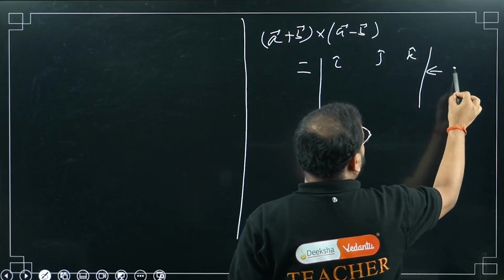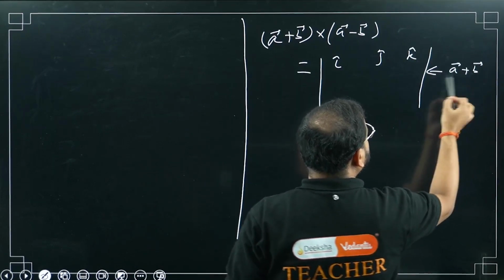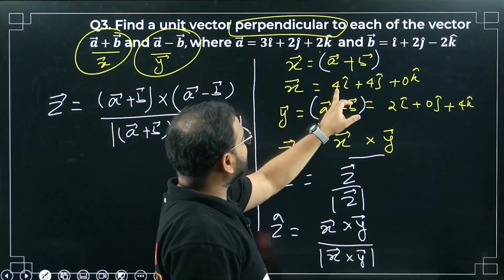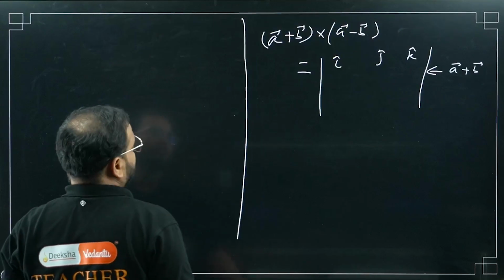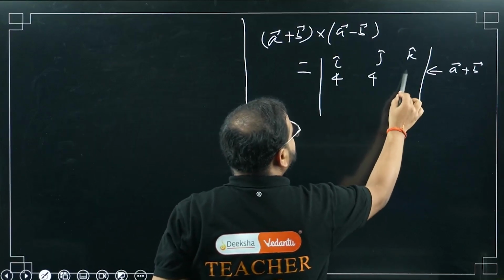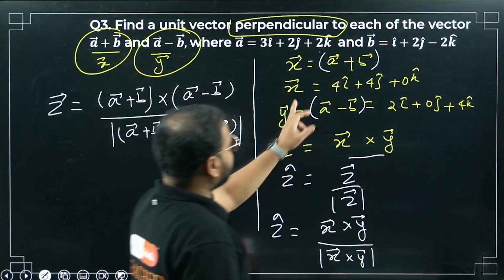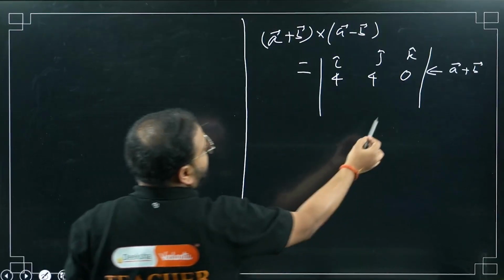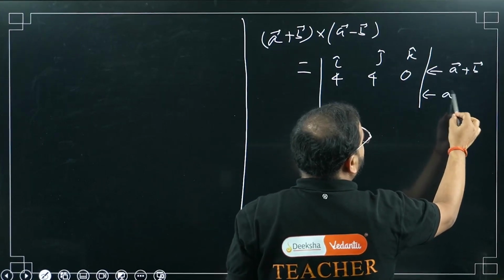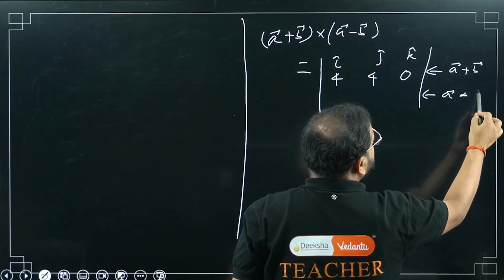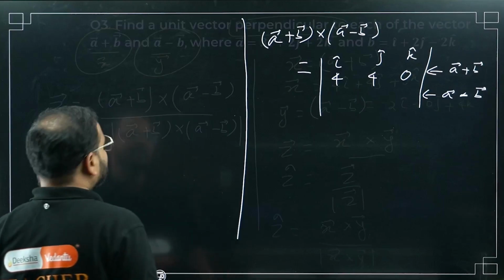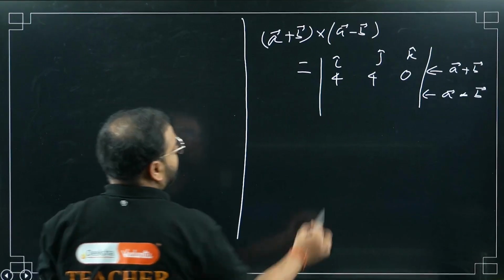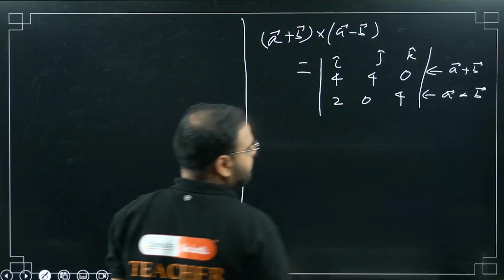Then you write the elements of vector A plus B. Please check here: I have A plus B as 4, 4 and 0, because X is A plus B. What about the other vector, A minus B? Check here: 2, 0 and 4.